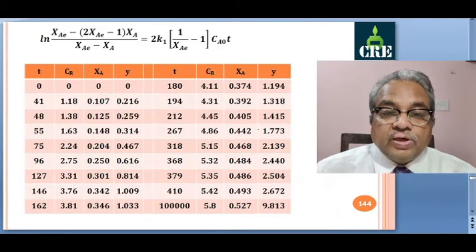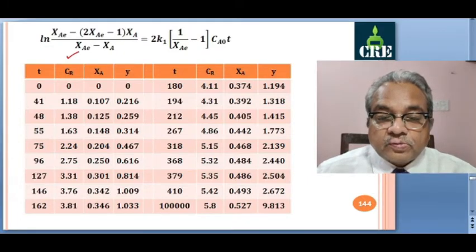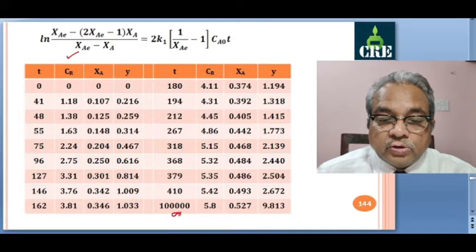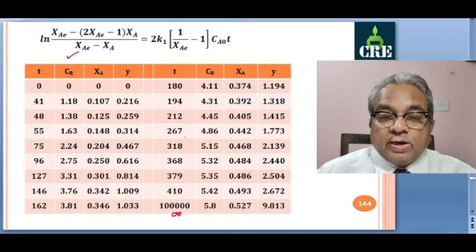Here, why are we considering this as a reversible reaction? We have this time-concentration data. The concentration of the product CR is given for time 0, 41 and so on, and then I have written 100,000. This is nothing but infinity. For calculation purposes, I have taken a very high value compared to the other values. So this is t tending to infinity, and at this value we have Cr equal to 5.8.